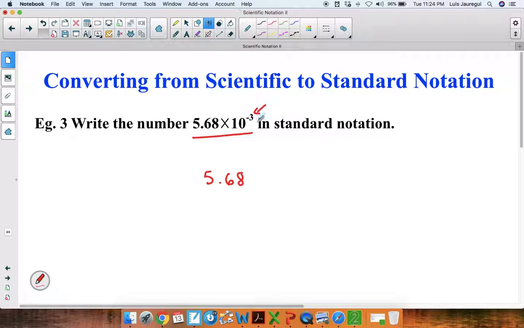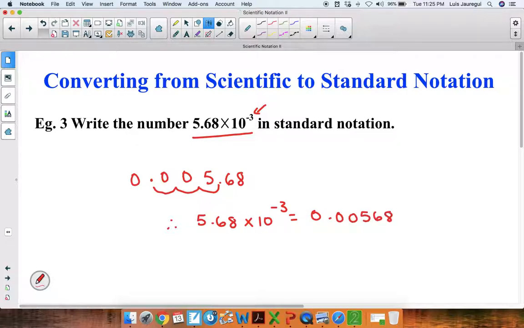So we take the first part, the 5.68, and we're going to move the decimal point 3 times, but in this case, it's going to be 3 times to the left. So here we go once, twice, 3 times. And what we do, we fill in these gaps with zeros, and we can also include the 0 before the decimal point. So we can say that 5.68 times 10 to the negative 3 is the same as 0.00568.